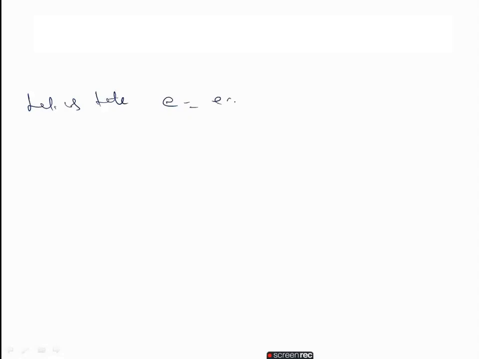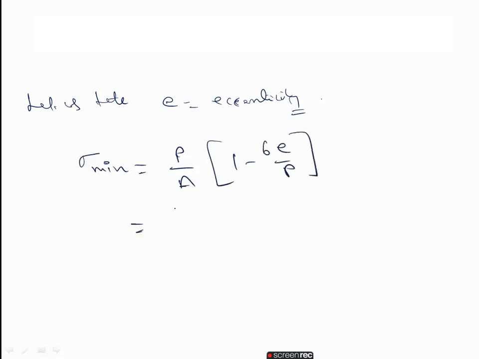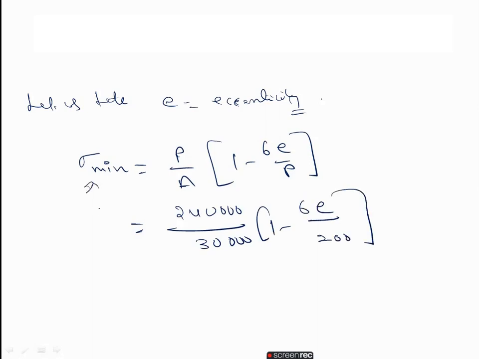Let E be the eccentricity. The sigma minimum formula we know; in yesterday's lecture we derived it: P by A into 1 minus 6E by B. P is 240,000, A is 30,000, 1 minus 6E, where E is the unknown, B is 200, and sigma minimum, the given condition, is 0. If you calculate this, you will get the E value as 33.33 mm.